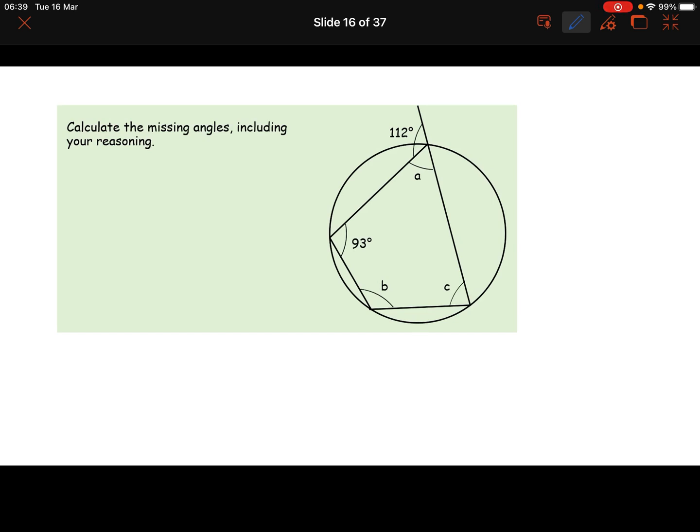Calculate A. A should be easy. That's going to be 68 degrees because angles on a straight line add up to 180. We know that B is going to be equal to 112 degrees because this angle plus this angle must be equal to 180 because it's a cyclic quadrilateral. And C must be 180 minus 93, which is 87 degrees, for the same reason. Opposite angles in a cyclic quadrilateral sum to 180 degrees.